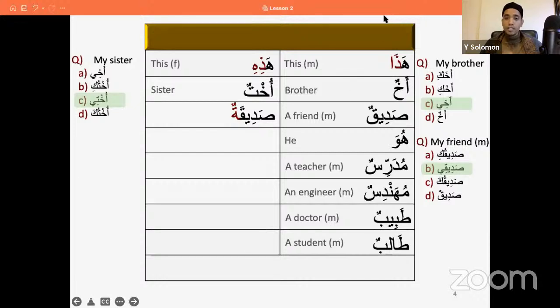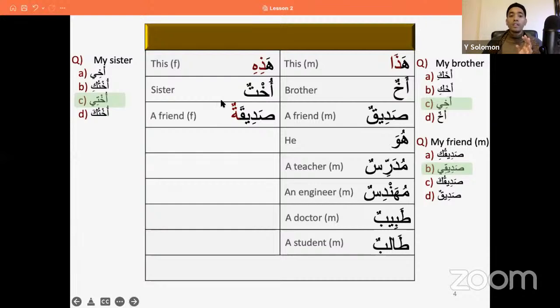So the change is important. The first thing, and I'm going to show you over here, you'd see that the last letter got a fatha. And we see over here, صديق became صديقة. And then we added a ta at the end, a closed ta, and with the tanween there, right? صديق became صديقة, a female friend.